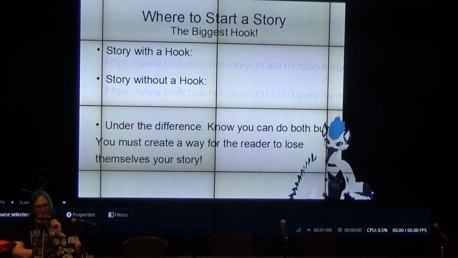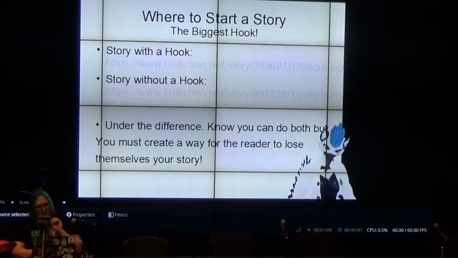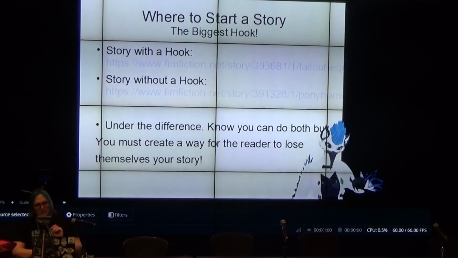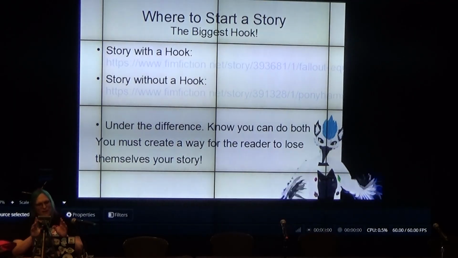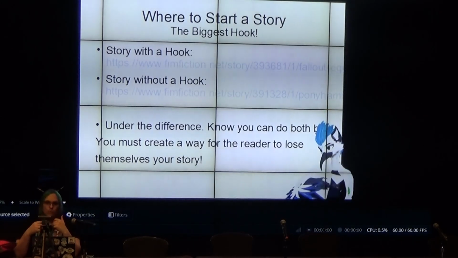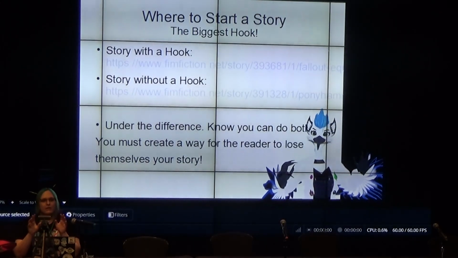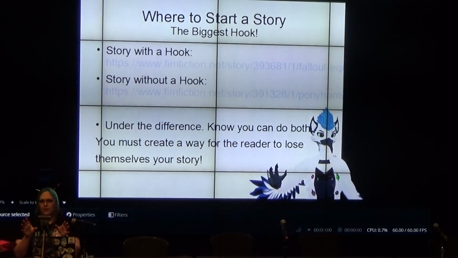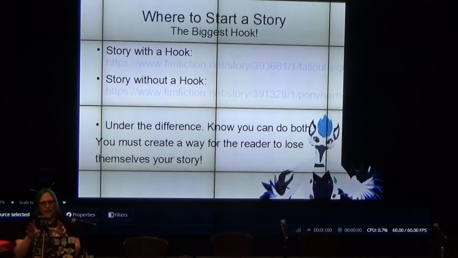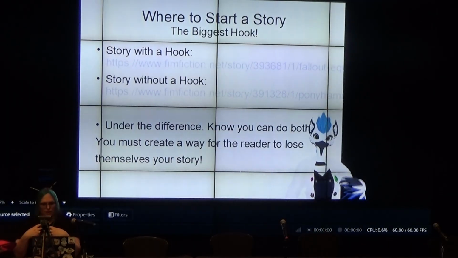I cannot click these links. And I realize why I can't click these links, and that's because of how everything is set up right now. So story with a hook is you basically set up a scene that doesn't have context, but creates enough mystery and ideas around it to draw in the context.